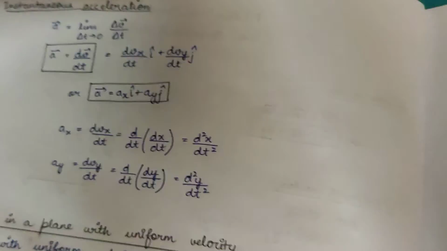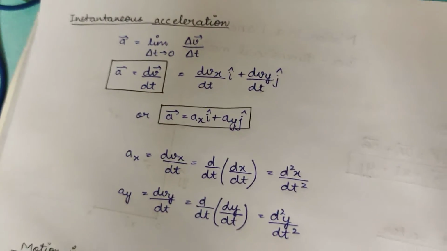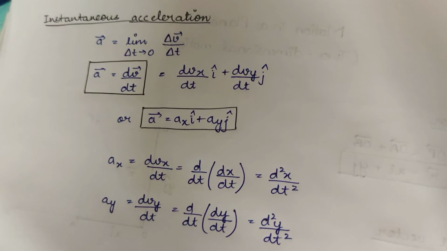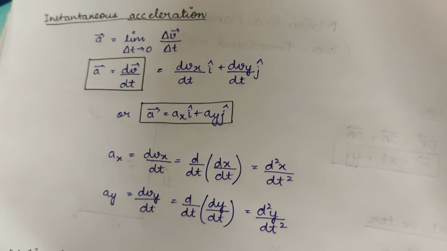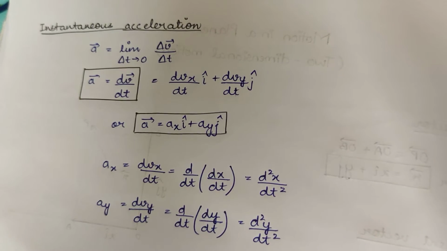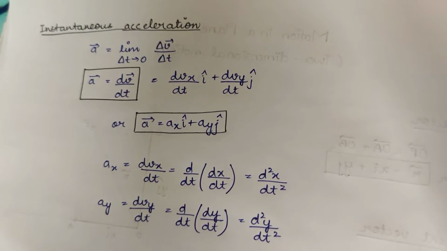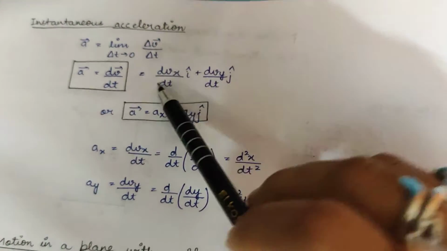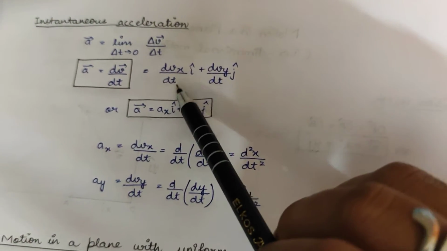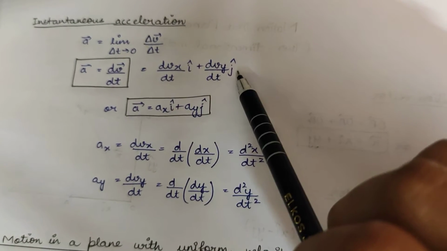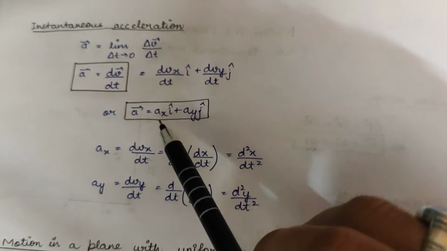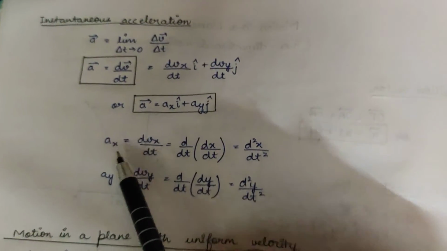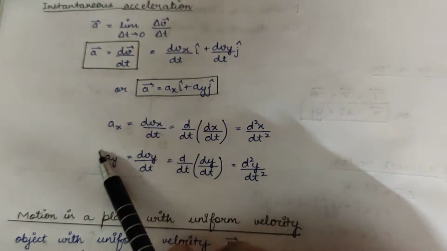Now, if we have to find instantaneous acceleration, it will be given by the limit as delta t tends to 0 of delta v upon delta t. Or we can write acceleration equal to d upon dt of velocity vector v. If we write velocity in terms of its rectangular components, we will get dvx upon dt i cap plus dvy upon dt j cap. And this dvx by dt can be written as ax, and dvy upon dt can be written as ay.